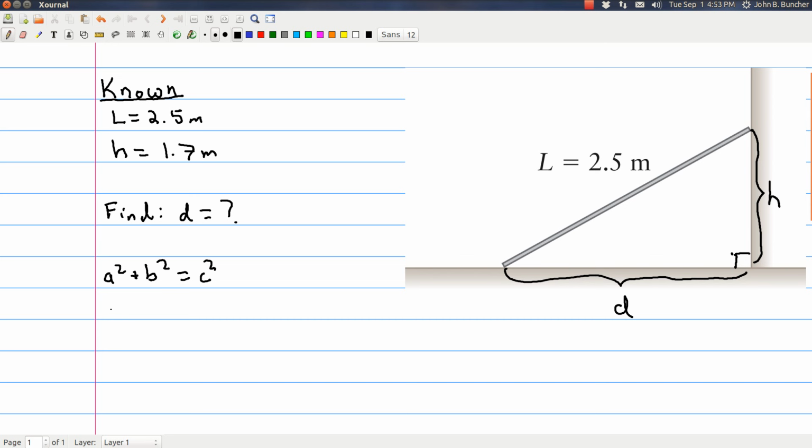So we have something that looks like D squared plus H squared equals L squared. So I want to solve for D. D squared is L squared minus H squared. And then I can take the square root of both sides.